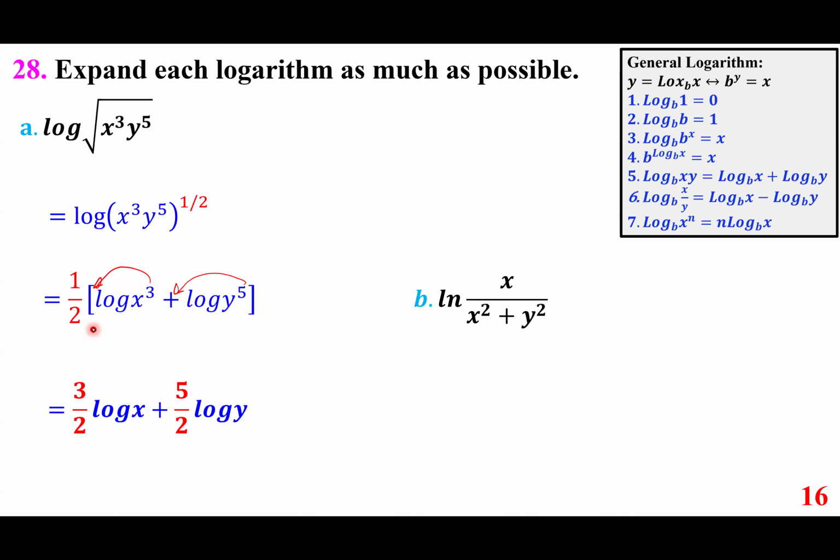ln of x over x squared plus y squared, it simply uses the quotient rule. Log of the top minus log of the bottom, in this case, ln x minus ln of the parentheses x squared plus y squared. So we are using logarithmic properties to decompose the log. And of course, we can go the reverse process as well.